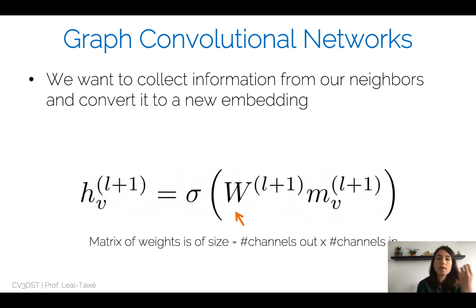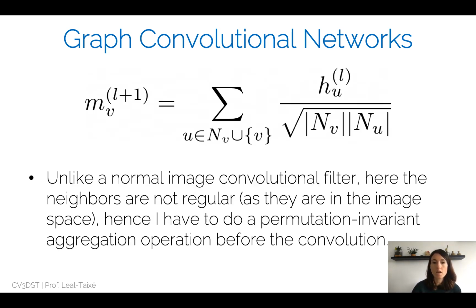And so essentially, what you want to do is collect information from your neighbors. This is the aggregation step. And you want to transform it through a learnable function into a new embedding. So this is not really much different from what we do in normal convolutional networks, right? So we also have a certain embedding, a certain feature map, which we want to transform into another feature map.